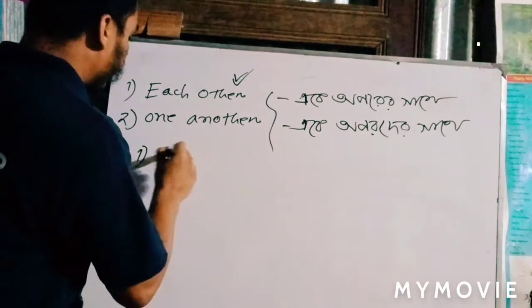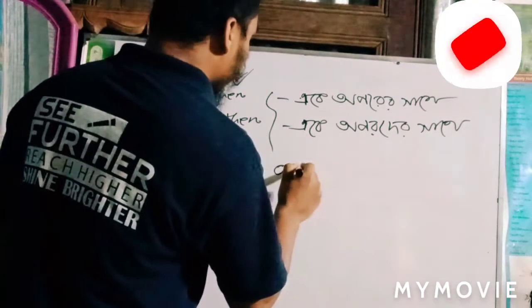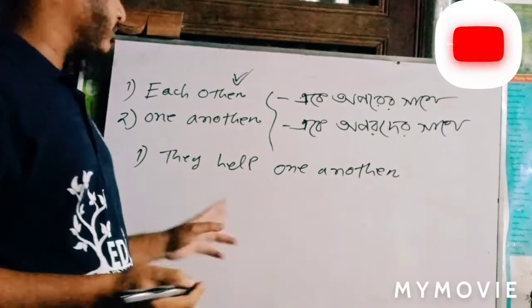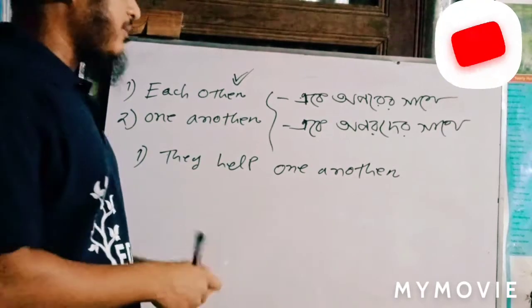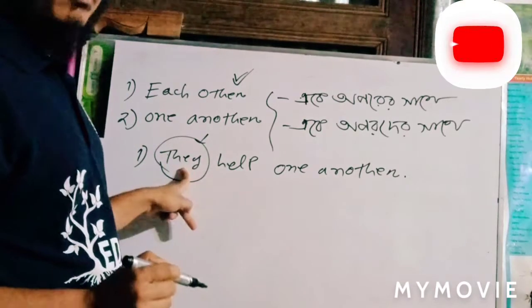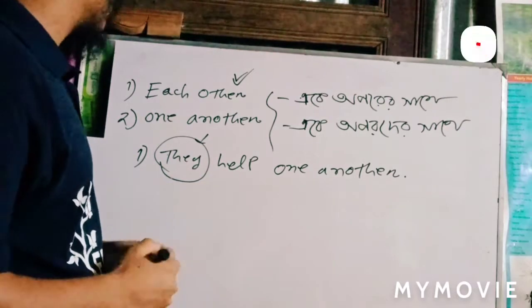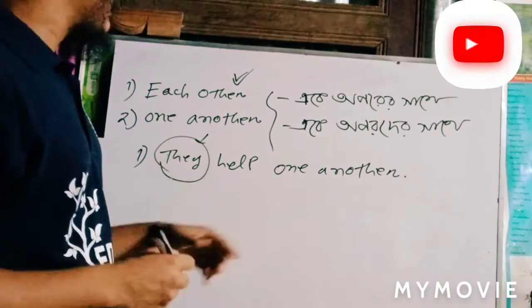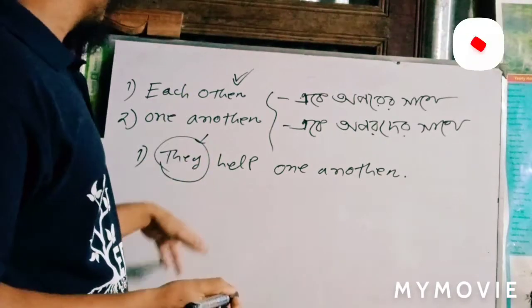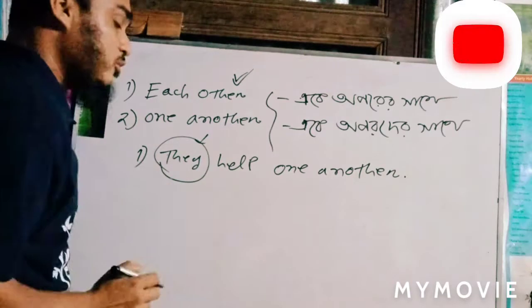Okay, they have one another. They have one another. So what do you think? Is this sentence right? I think that is not right, because there are only two, that means two people. They have one another. If it means only two, it will be each other. But if it means more than two, it will be one another. So let's write another sentence.